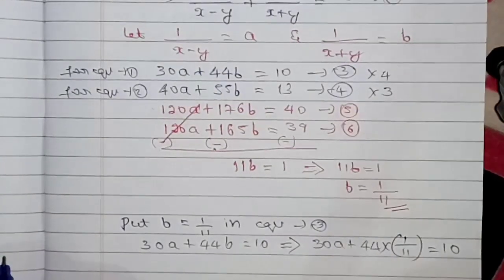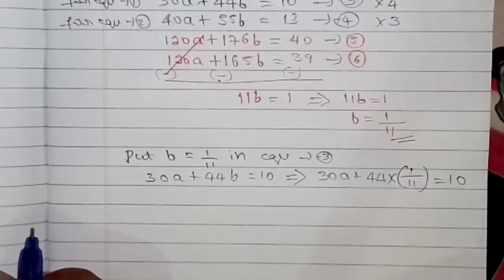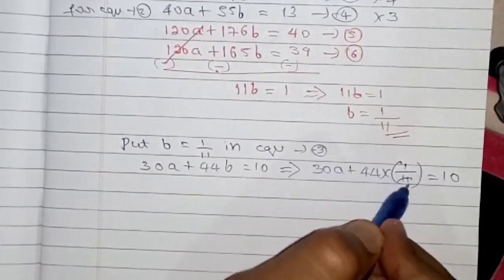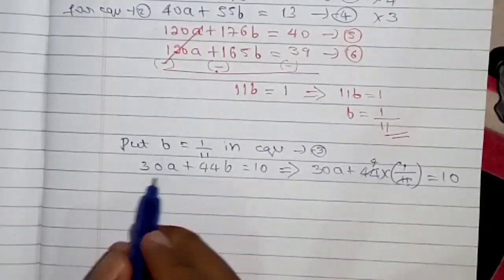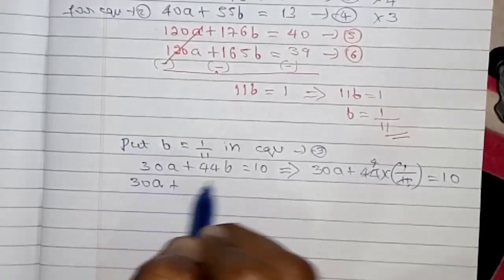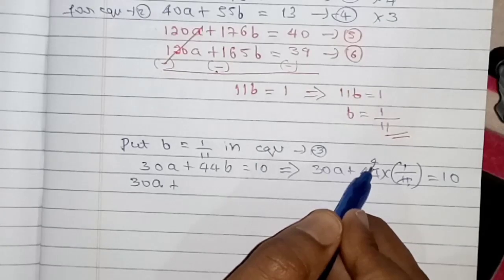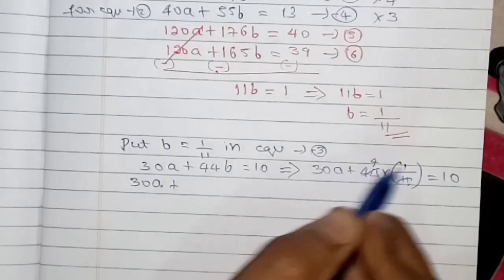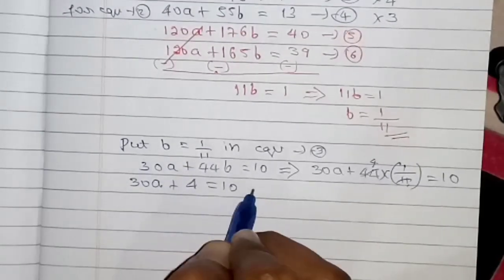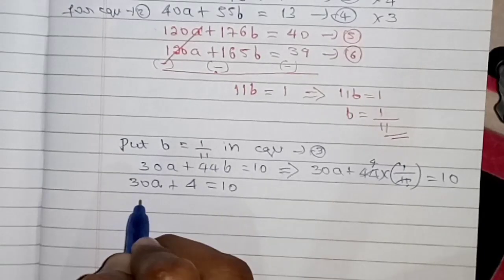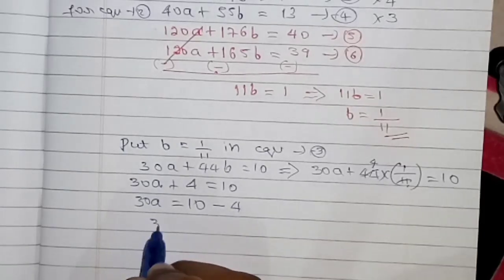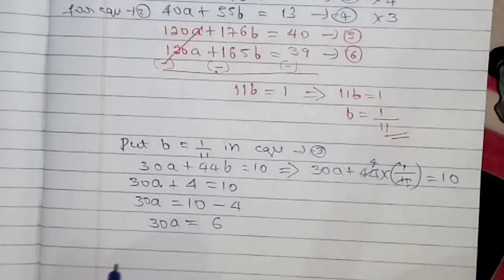Okay, so now here 11, make a cross multiplication, 11 ones are 11, 11 fours are 44, right? Now what is the remaining? The remaining is 30a plus 4 ones are 4, so therefore 4 is equal to 10. Now send the 4 to the right hand side. If you send the 4 to the right hand side it will become minus, so therefore 30a is equal to 10 minus 4, so therefore 30a is equal to 6.